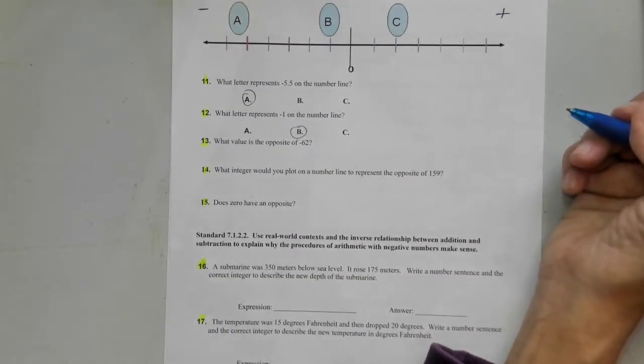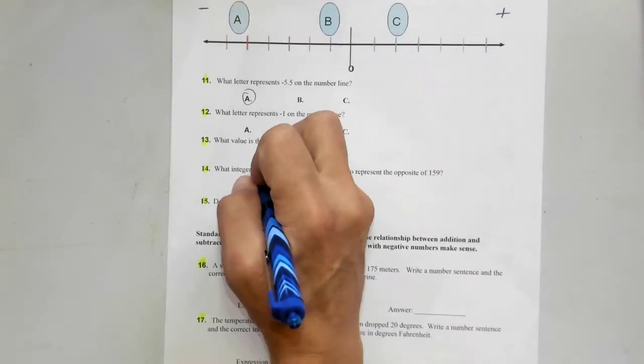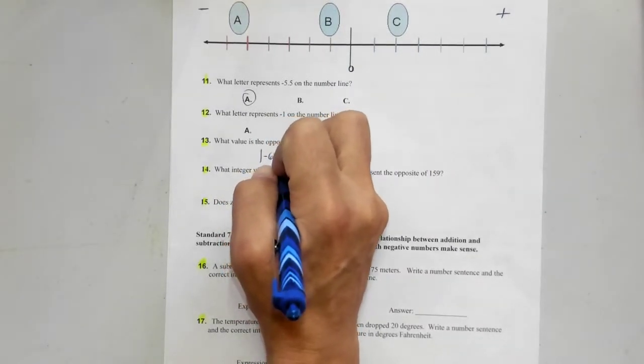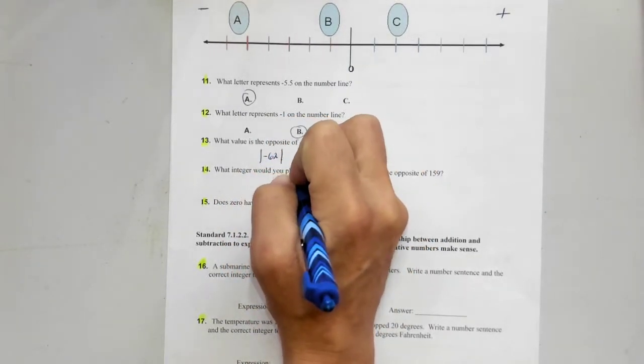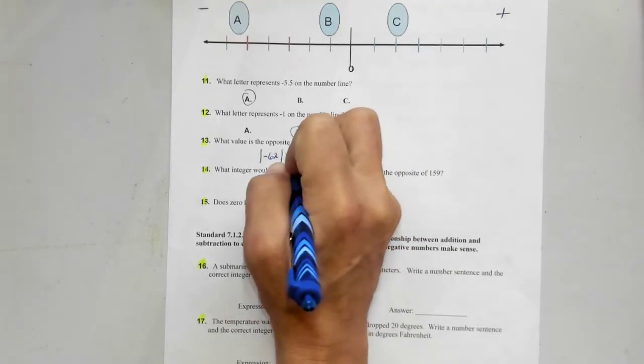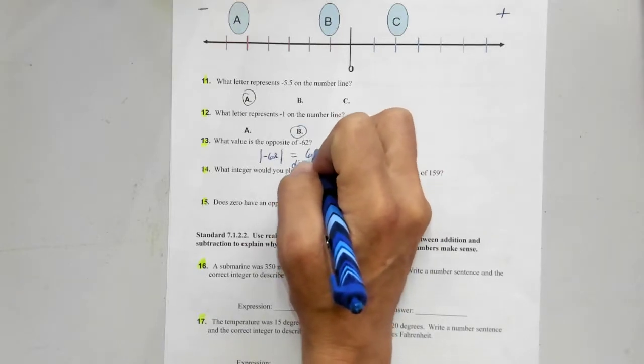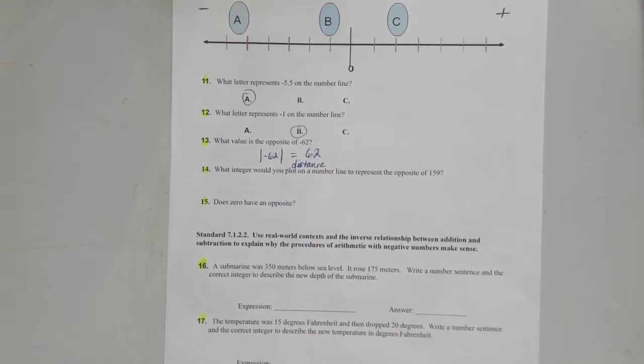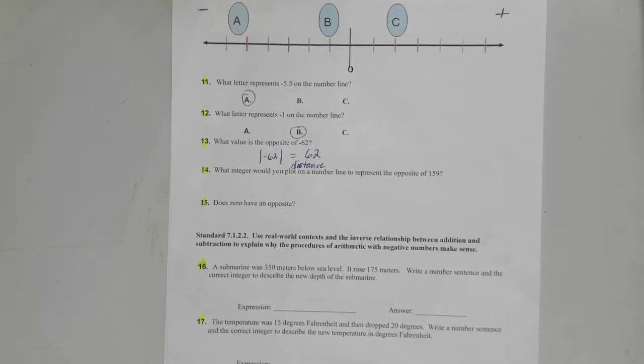What is the absolute value of negative 62? So, absolute value, remember, is the distance that 62 is from 0 on the number line. So, distance is always positive. So your answer is actually going to be 62 for number 13.